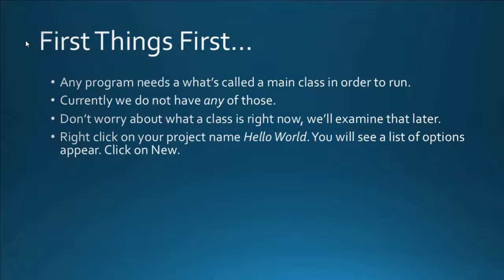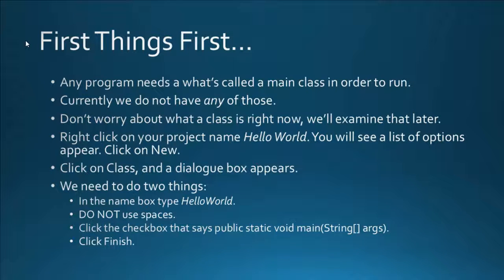Right now, we're going to right-click on our project name that says HelloWorld, and we're going to see a list of options, and we're going to click on New. We're going to click on Class, and a dialog box is going to appear. We're going to need to do two things. In the name box, type HelloWorld. Do not use spaces. Remember how I said to get in the habit of leaving out spaces? This is where it really matters. The project name doesn't really cause much grief, but in your program, it will. So I'll put HelloWorld all in one word, no spaces. Click the checkbox that says public static void main(String[] args). You want to make sure you click that so it gives you your main method. That's what tells Java, hey, this is the program that's going to run your code.